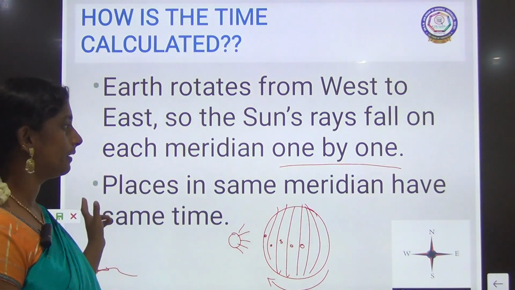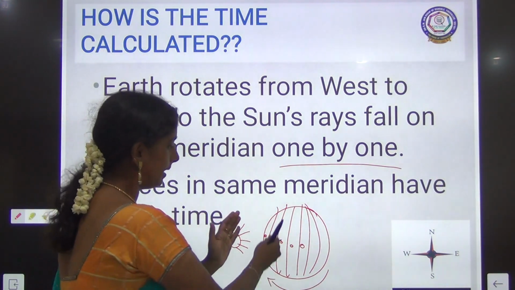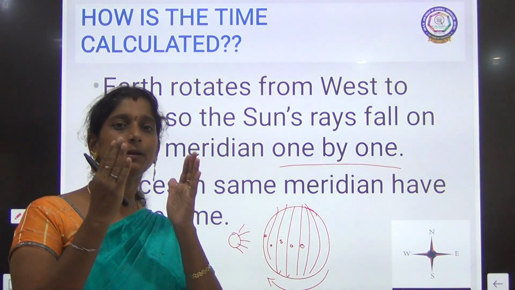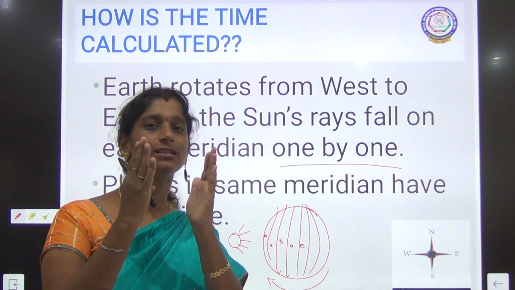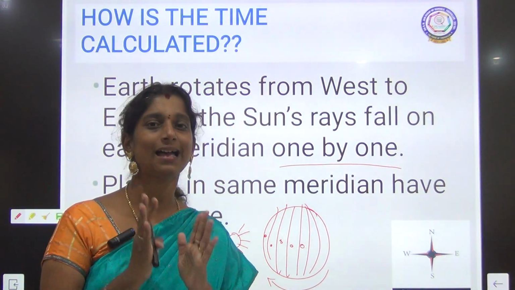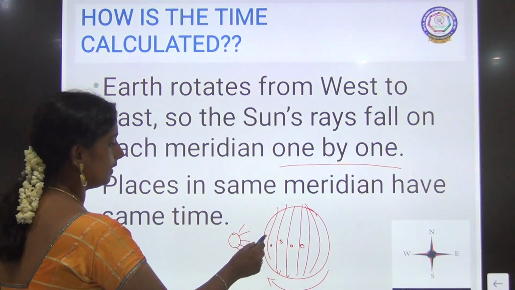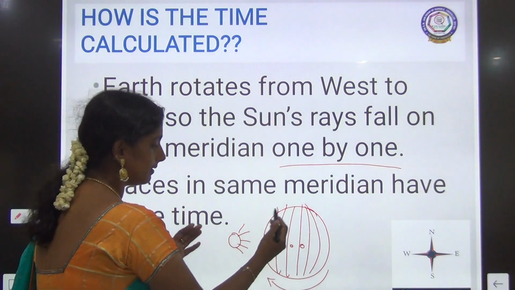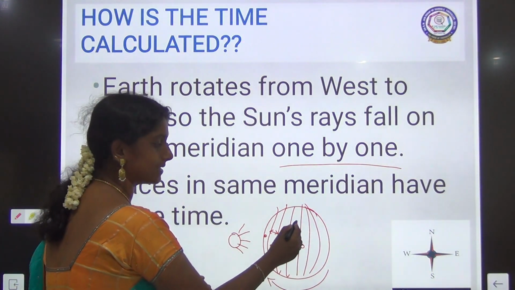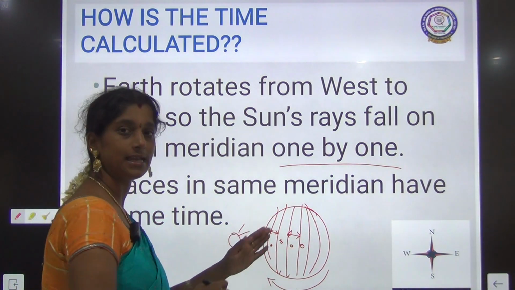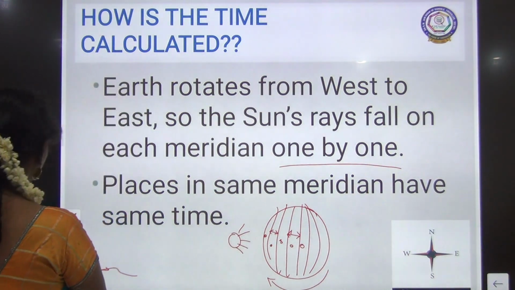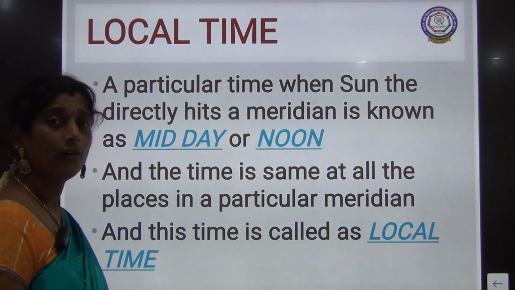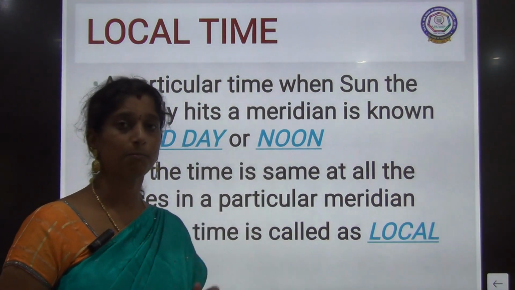Clear? So in a particular meridian, the sun's rays hit at the same time. So a particular area between two lines, that is two longitudes, two meridians, has the same time. Clear? And in the same way, after some time when another place gets morning, the time will be the same there also. So that is how the time differs from place to place.